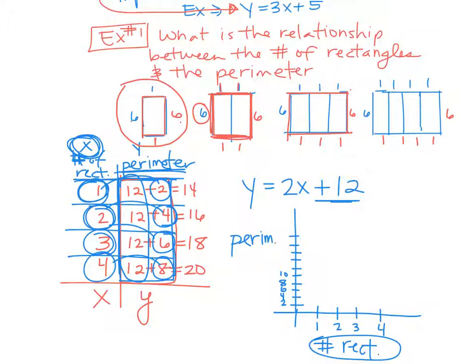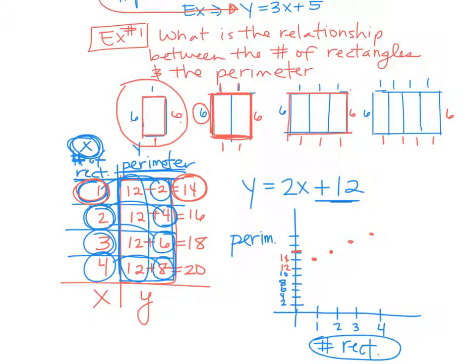So if we were going to graph this, our first point is one rectangle has a perimeter of 14. So you're going to go 1 on your rectangles on the bottom up to 14. So this was 12, this is 14. So (1, 14) would be that point right there. Your next point was (2, 16). So 16 is this guy. Move over to 2, go up to 16. Okay, next one is (3, 18). So that's here. And then it's (4, 20), which would be there.